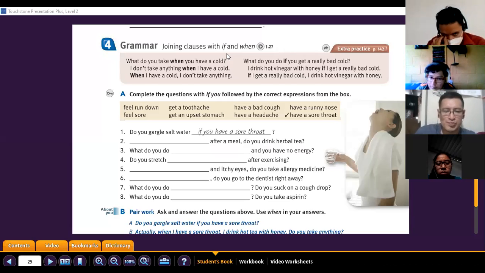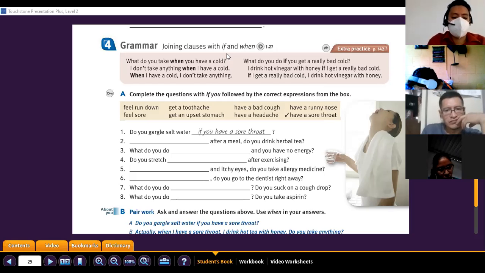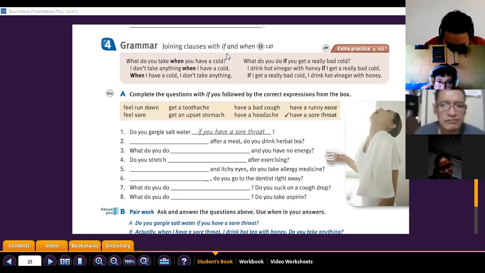Seleccione una de las expresiones en la cajita. Feel run down es como sentirse sin energía o acabado, devastado. Feel sore, sentir un malestar o dolor. Get a toothache, tener un dolor de muelas o de dientes. Get an upset stomach, tener un malestar estomacal. Have a bad cough, tener una mala tos, una tos fuerte. Have a headache, tener dolor de cabeza. Have a runny nose, tener mocosera. Have a sore throat, tener dolor de garganta.